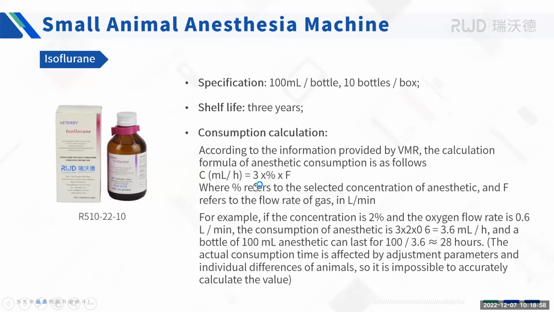And there is a formula for the anesthetic, which can calculate how much anesthetic will be used per hour in our experiment. We can see the dosage depends on the flow rate and the concentration. This one is the concentration, and this F means the flow rate of gas. For example, if we do the experiment at 2%, and air and oxygen flow rate is 0.6 liter per minute, the consumption of the anesthetic will be 3.6 milliliter per hour.